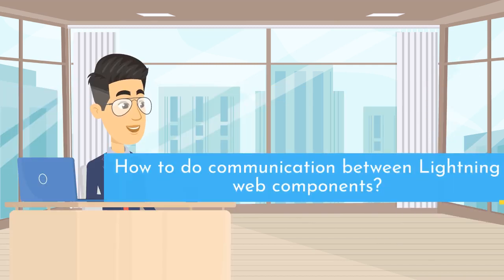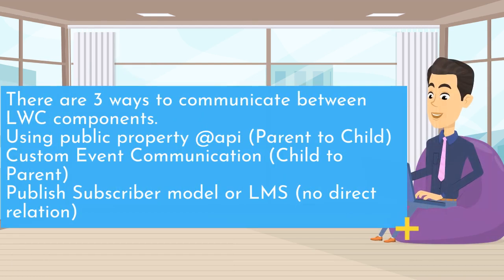How to do communication between Lightning Web Components? There are 3 ways to communicate between LWC components. Using public property @api, parent to child. Custom event communication, child to parent. Publish subscriber model or LMS, no direct relation.